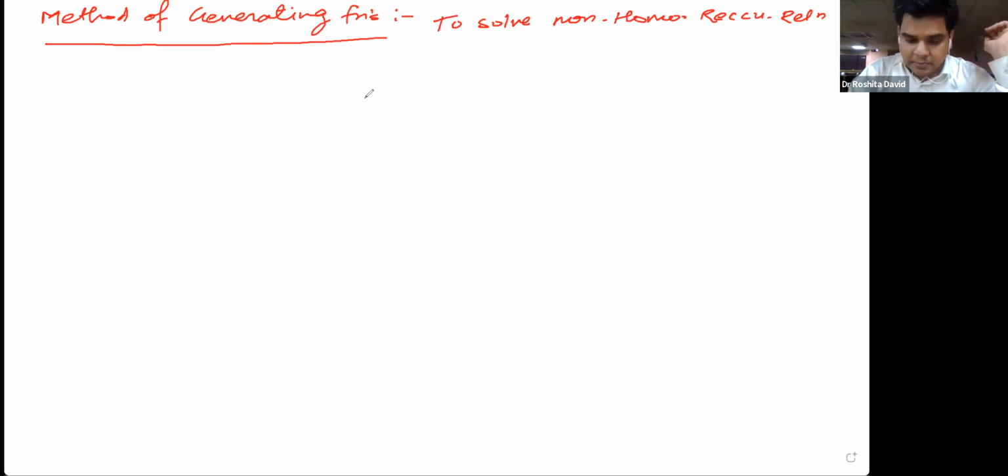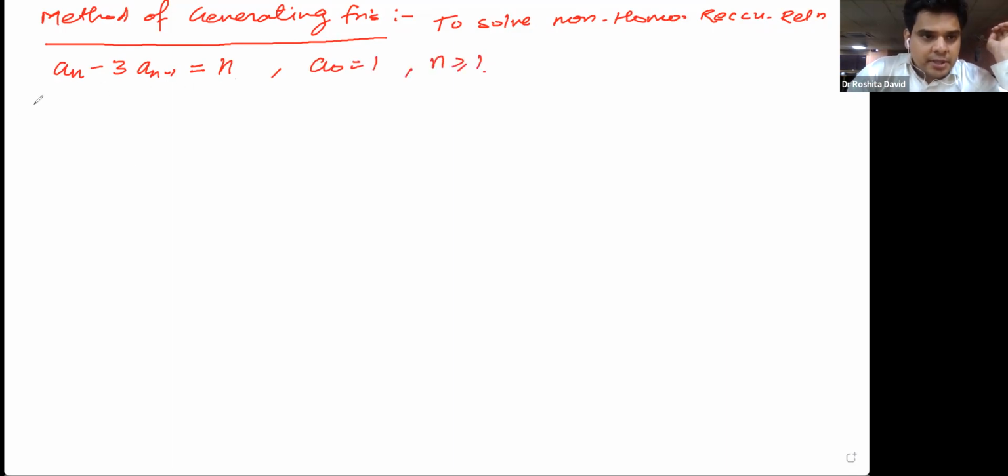I'm taking one example: an minus 3an minus 1 is equal to n, with a0 equal to 1. This equation is a non-homogeneous recurrence relation because of this n. And it is of first order because an depends only on an minus 1. So how can we tackle this situation?